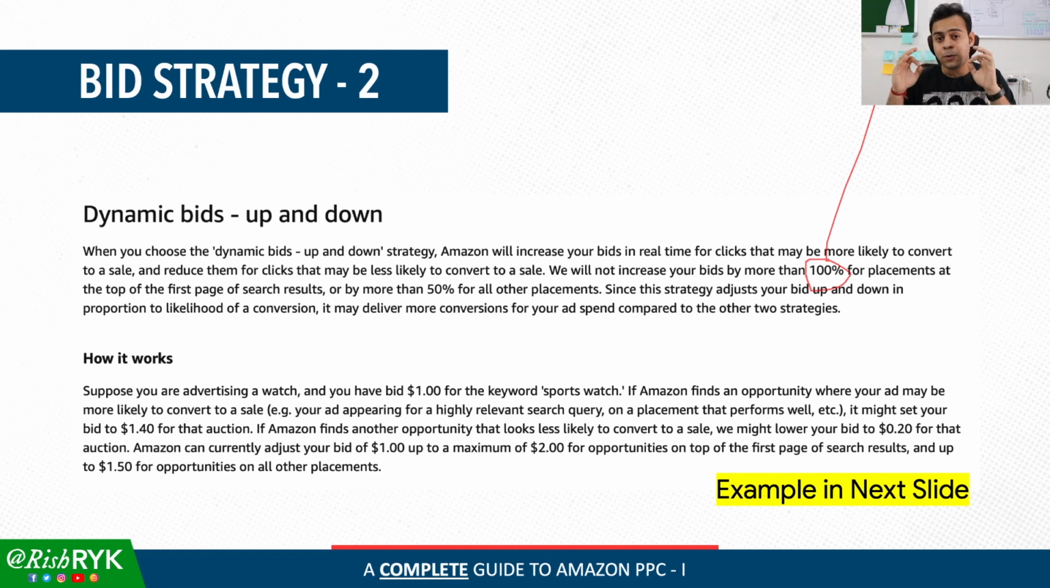And for the product detail page, which I also showed you in the first few slides, over there it's going to increase it to a maximum of 50%, not more than that. So they have upper thresholds, but they don't have minimum thresholds. It means from 0 to 50% and from 0 to 100%.